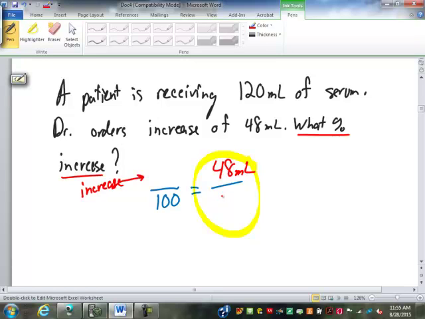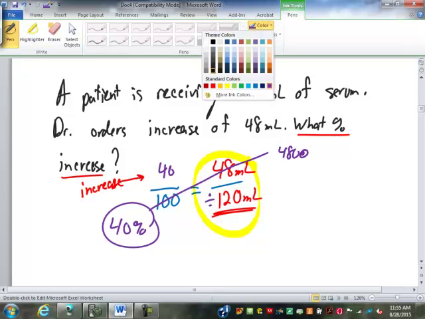Now, before I just put the 120 down here and go on with life, does it make sense for the 120 to be on bottom? Well, remember, the 100% we said is always either the whole thing, or it's a starting amount. Is the 120 a starting amount? Yeah, we started with 120, and then we were increased by 48. So it does make sense. So now to find that percent, we cross multiply and divide. 100 times 48, 4,800, divided by 120 is 40. That is a 40% increase in medication.